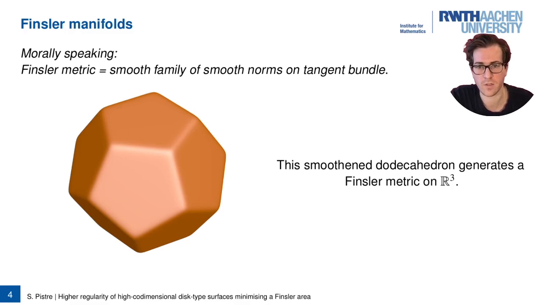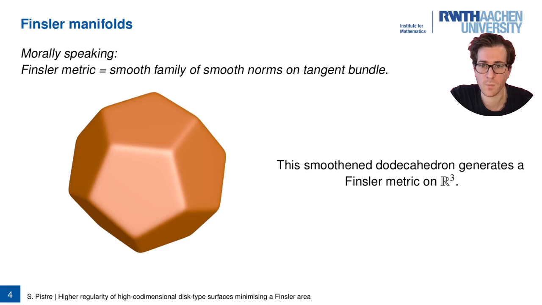And now, as you vary the point q, a Finsler metric is a smooth family of smooth norms. So as you vary the point, this unit ball should wobble in a smooth way, okay? And it should always be the level set of a positively homogeneous convex function.